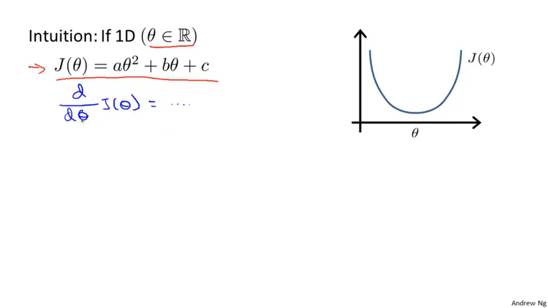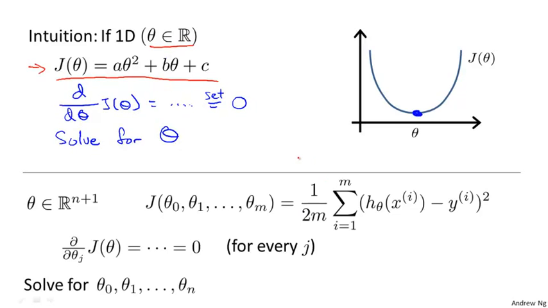So if you take the derivative of J with respect to the parameter theta, you get some formula, which I'm not going to derive, and then you set that derivative equal to 0, and this allows you to solve for the value of theta that minimizes J of theta. That was the simpler case of when theta is just a real number.